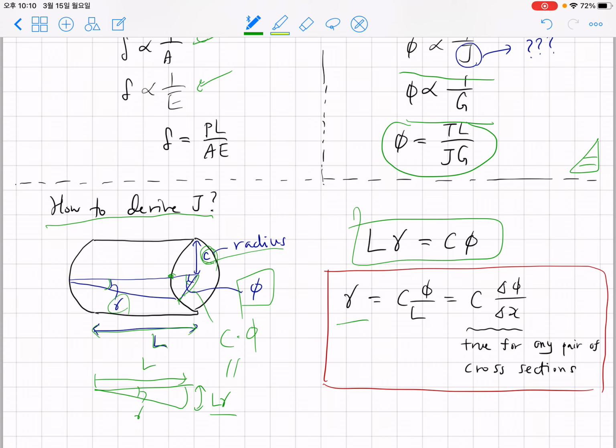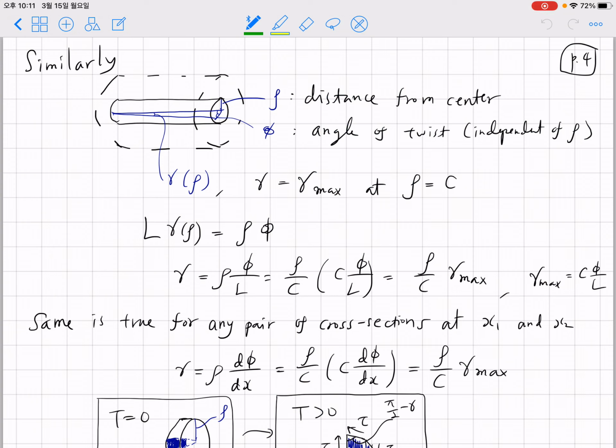Even though we obtained this for the total length L, if we take an infinitesimal length delta x, and if we consider the twist angle within this zone, it can be written as gamma equals C delta phi over delta x. Okay, so please remember this for the surface. So here I denoted it as gamma at the surface.